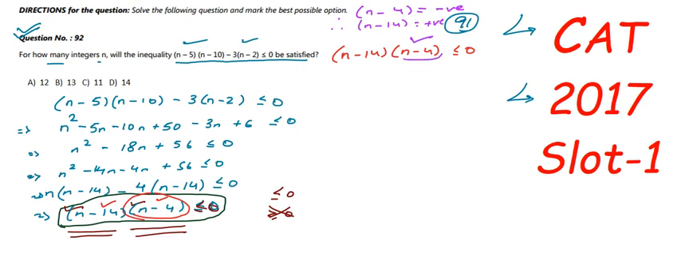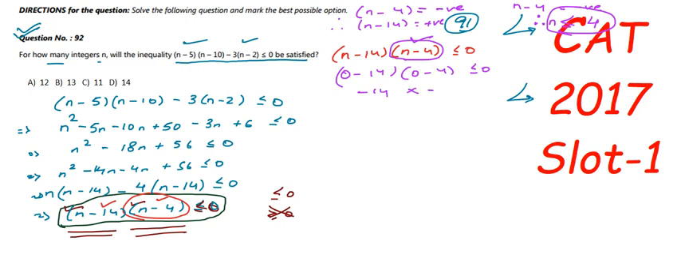For n minus 4 to be a negative number, we need to take any number for n which is less than or equal to 4. So n should be a number less than or equal to 4. Let us consider any number less than 4, say 0. Putting 0 in place of n, we get (0 minus 14)(0 minus 4) less than or equal to 0. So this is minus 14 into minus 4, which is 56, which is positive, and this condition is not true.